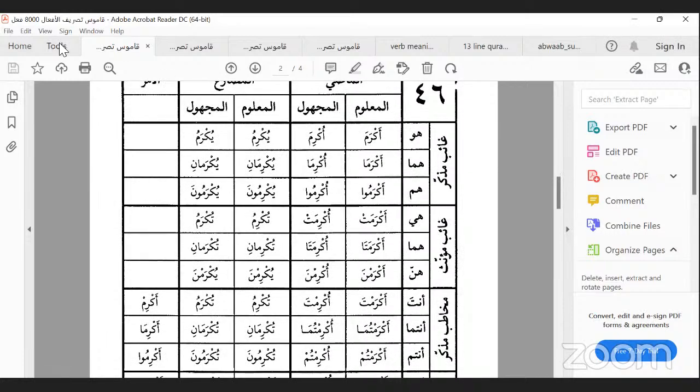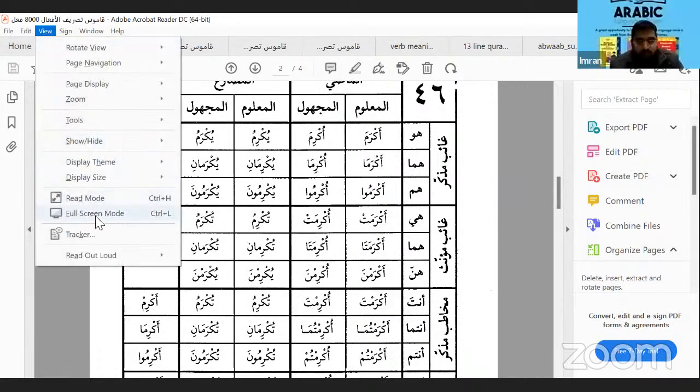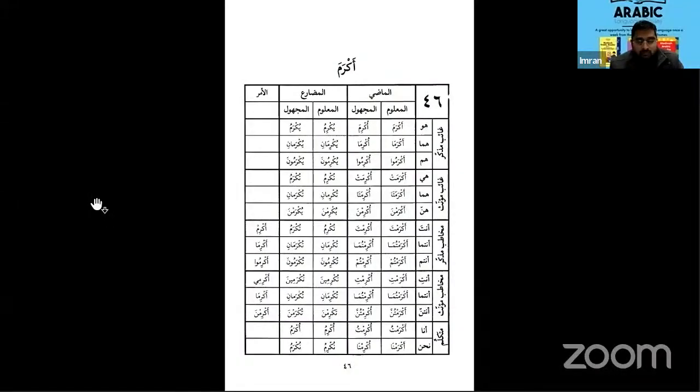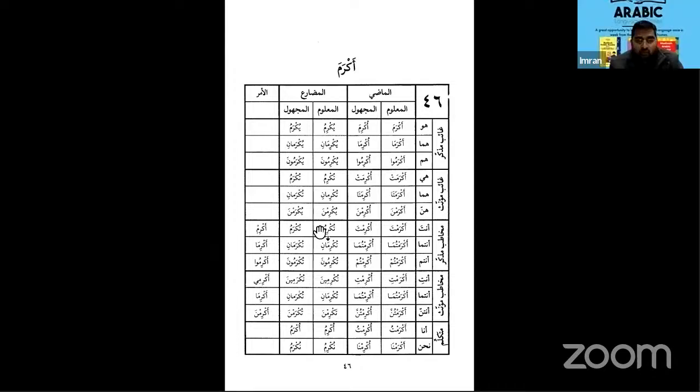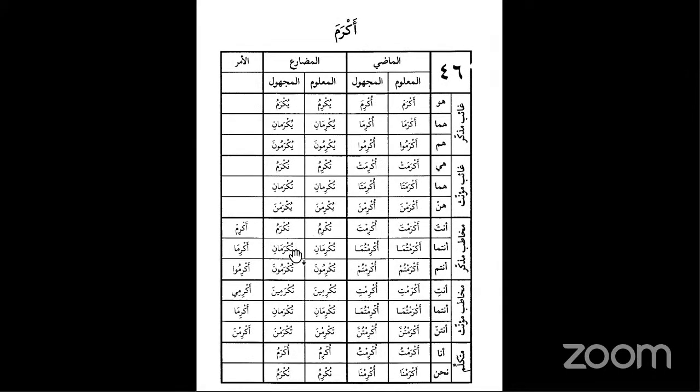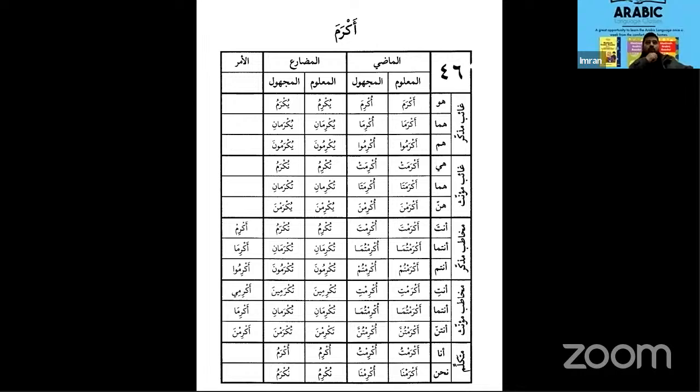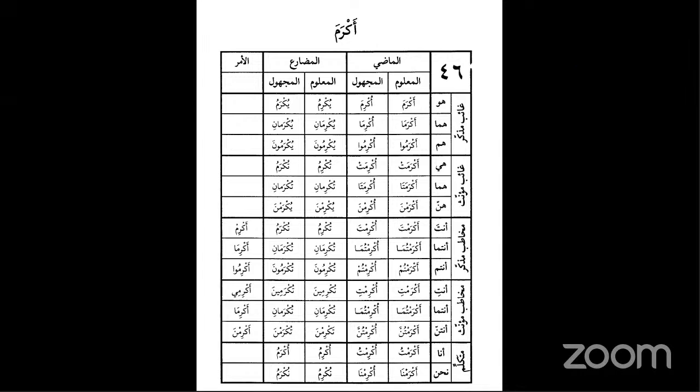So the past tense, yes? What is the meaning of akrama? He gave respect to someone. So huwa akrama, he gave respect. Huma akrama, they both gave respect. Hum akramu, they all gave respect. Hiya akramat, she gave respect. Huma akramata, they both gave respect, female. Hunna akramna, they all gave respect.